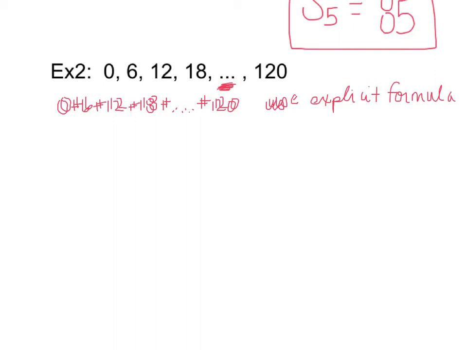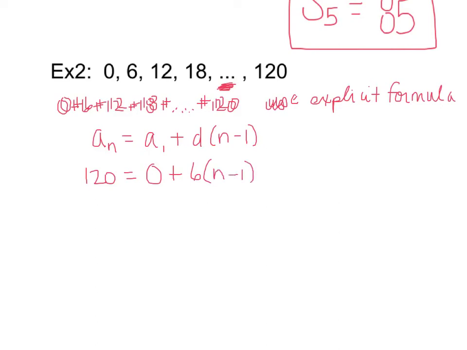And here's our explicit formula. It's a sub n equals a sub 1 plus d times n minus 1. So we have everything that we need except for the n. Our last term, a sub n, is 120, so we're going to plug in 120, equals our first term, which is 0, plus, now we have to figure out what our difference is. It looks like they're adding 6 each time, so our d is 6, and then we don't know what the n is, so we're going to put n minus 1.